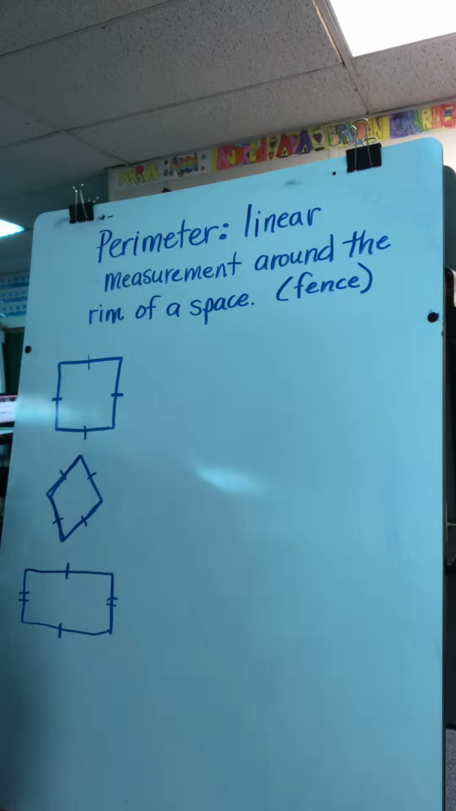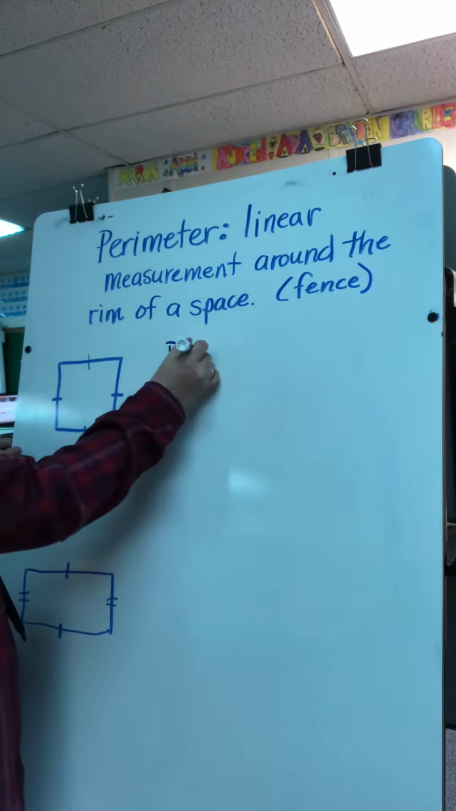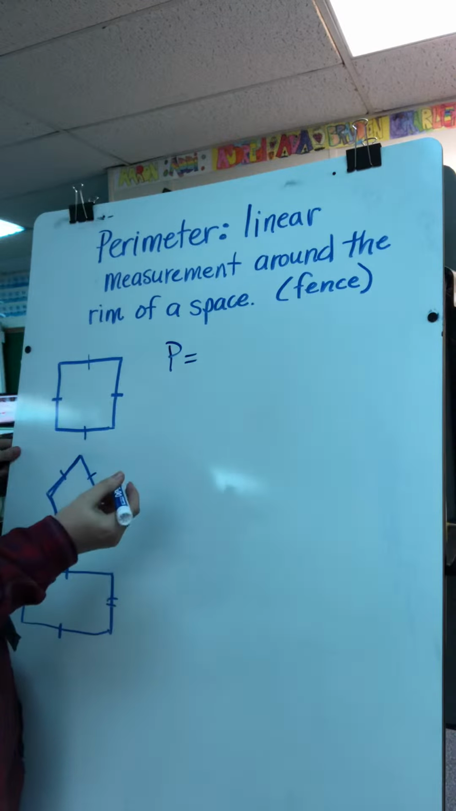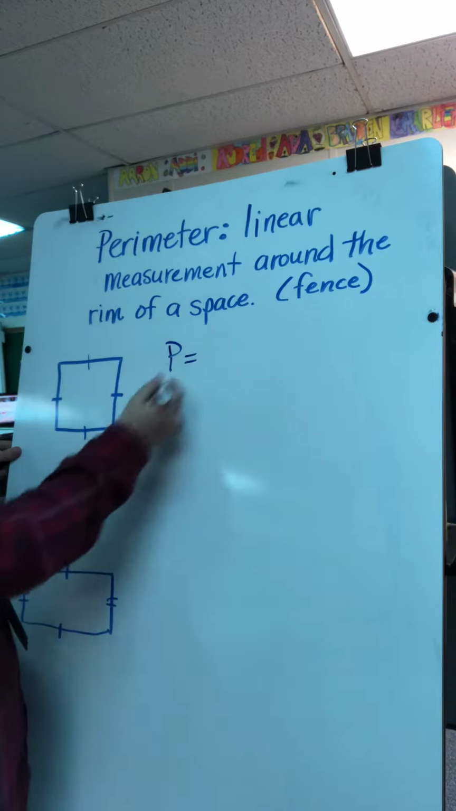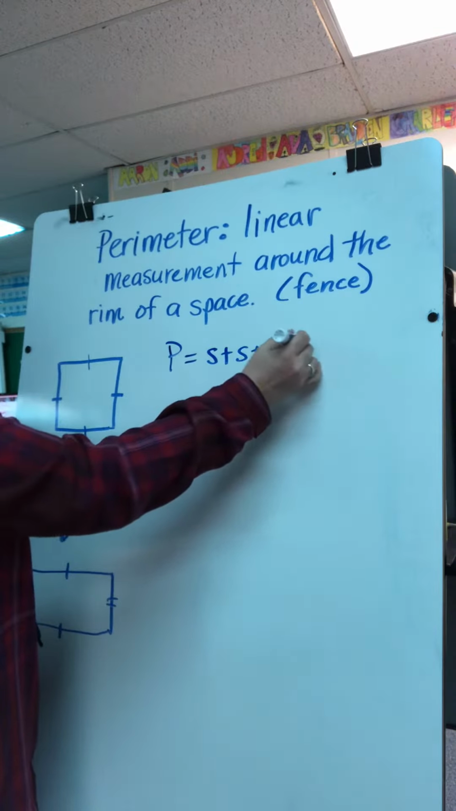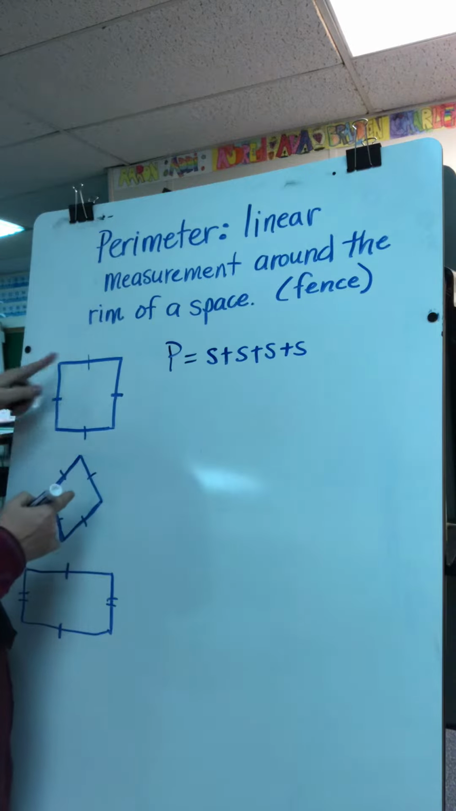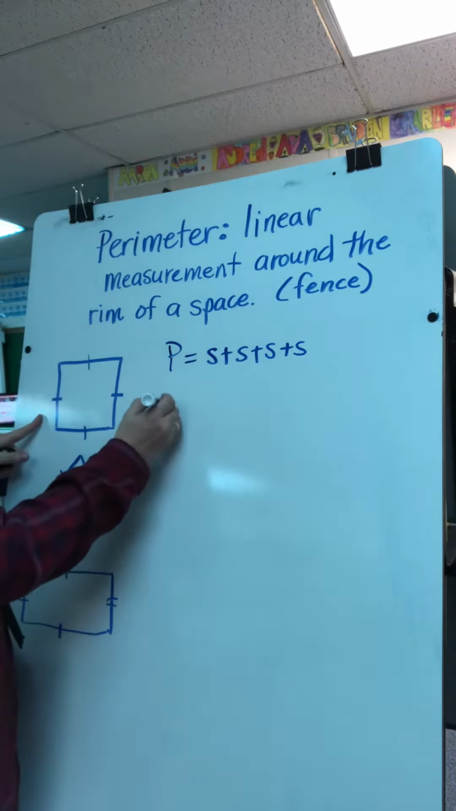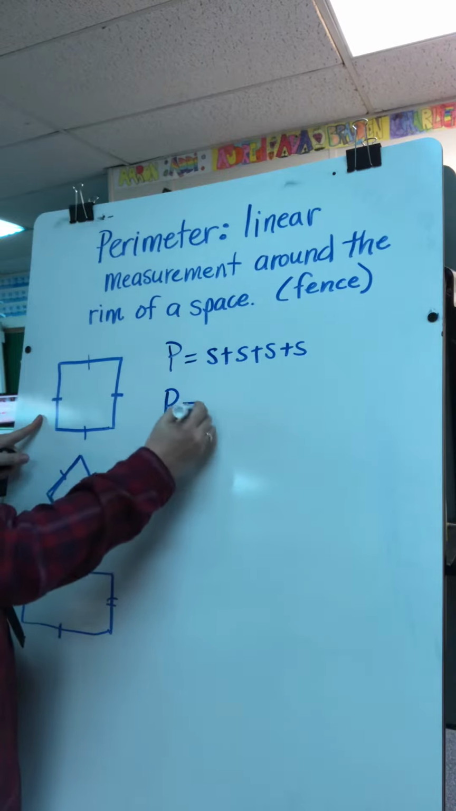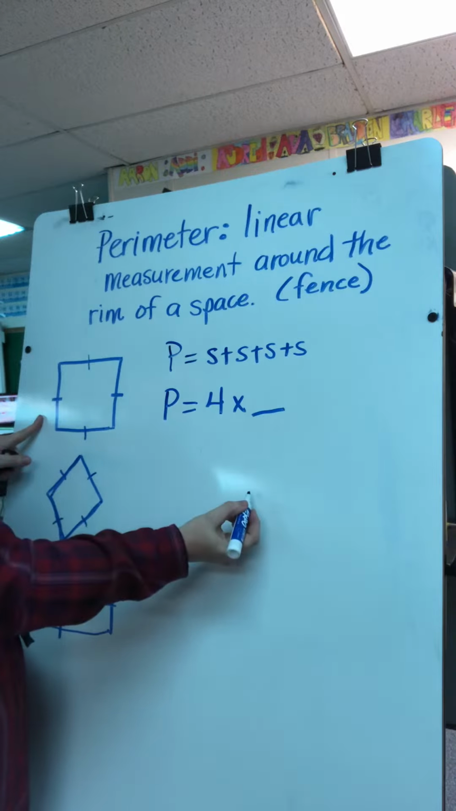So here we have a square again. So perimeter is equal to the linear measurement around the rim of the space. So perimeter basically is all four sides added up. But we are focusing this week on, because we know that on a square all sides are congruent, we can say that the perimeter is 4 times whatever the length of that side is.